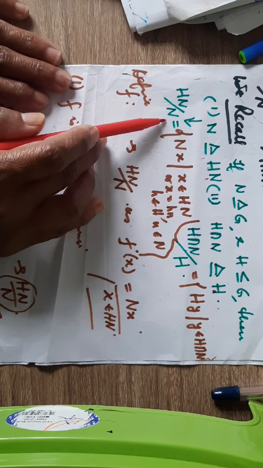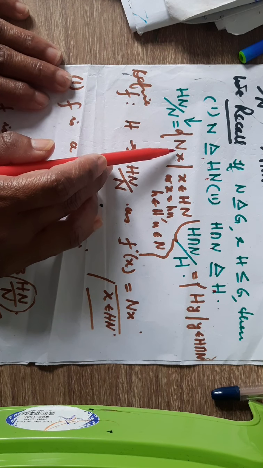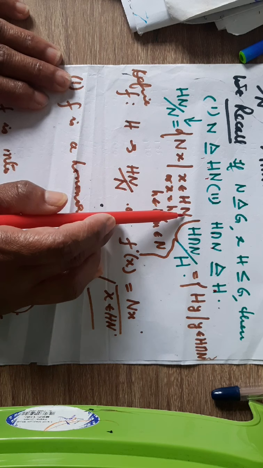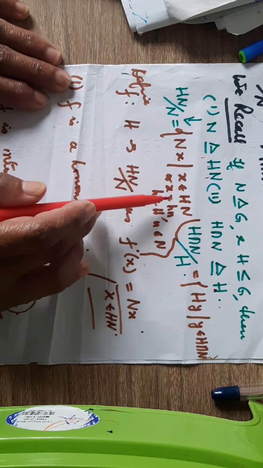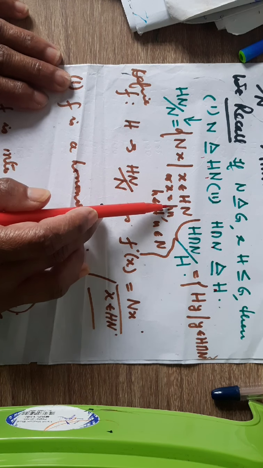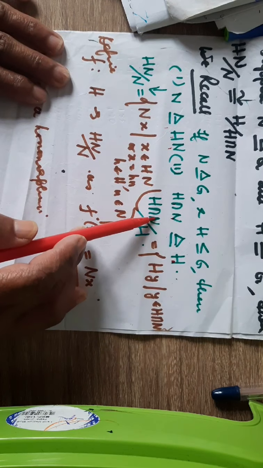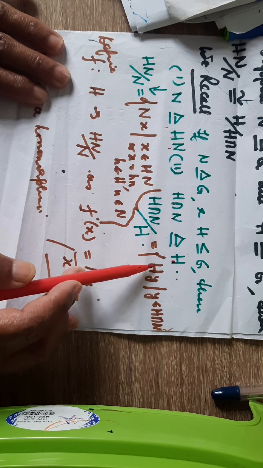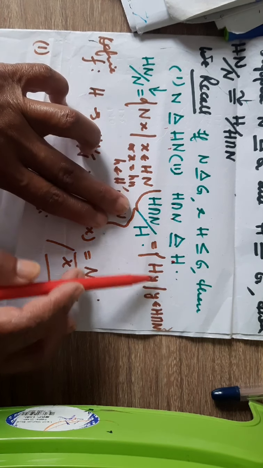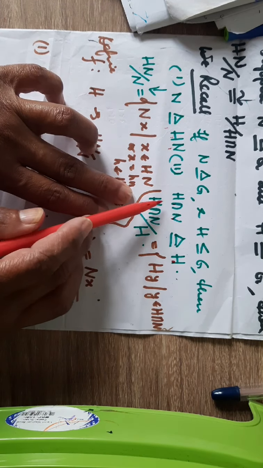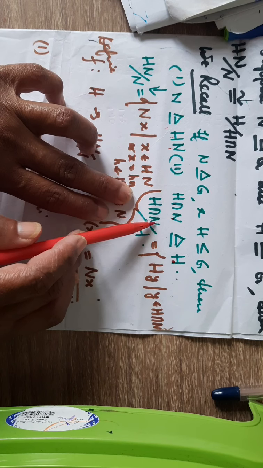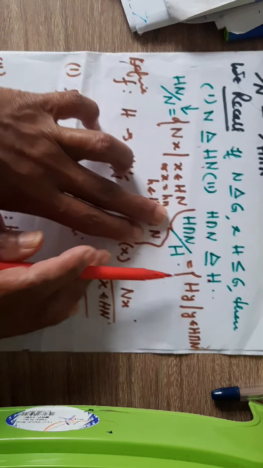Now what is HN/N? HN/N contains these elements of the form Nx such that x belongs to HN. Now if it belongs to HN, that means x can be expressed as hn, where h belongs to H and n belongs to N. And what is H/(H∩N)? It contains the elements of the form (H∩N)y such that this y must belong to both H and N, that is, belong to their intersection.